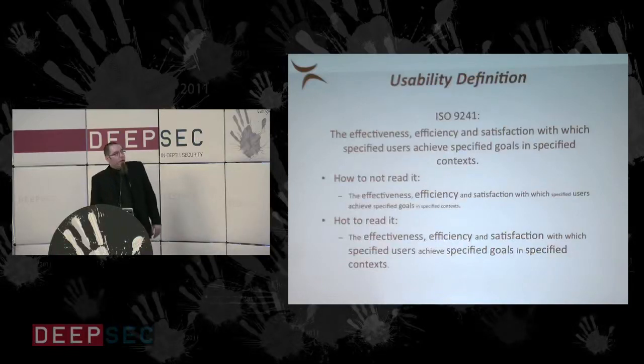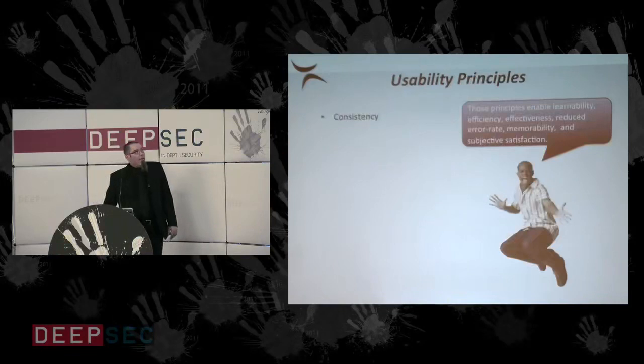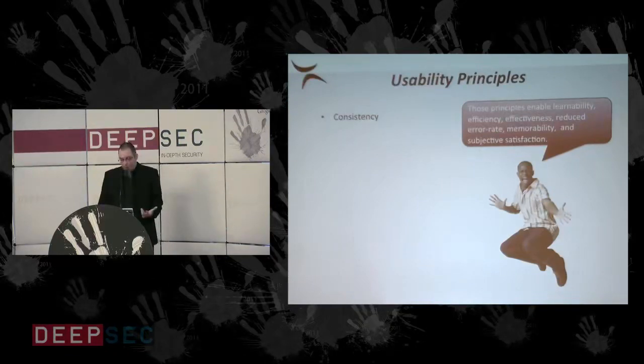Okay, I will come up with 12 principles. All these principles enable usability. When those principles, I will explain, are obeyed, the software you produce is learnable, efficient, effective, and satisfying and fun to use would be the best.